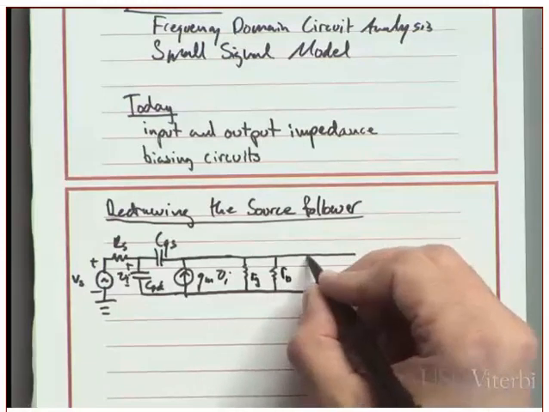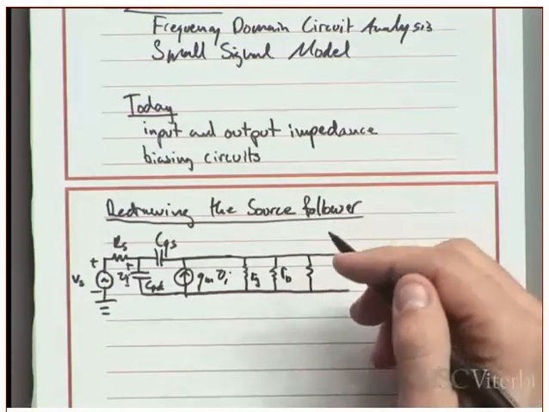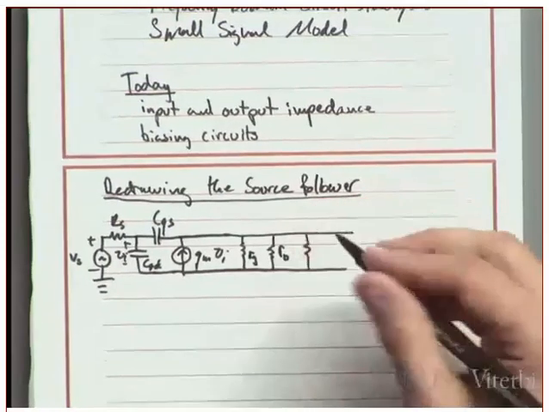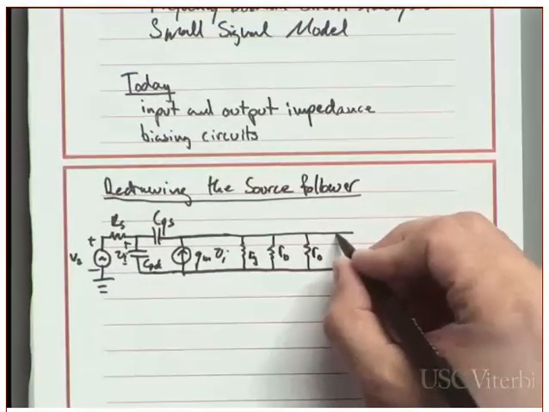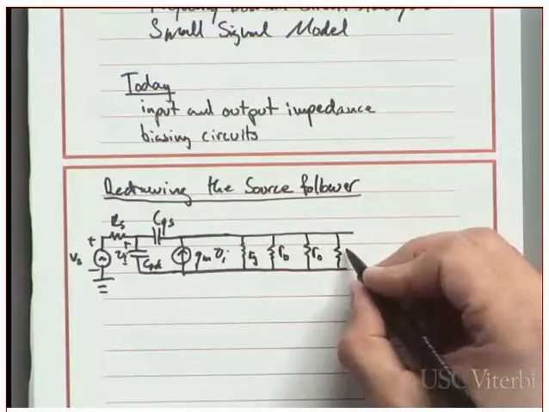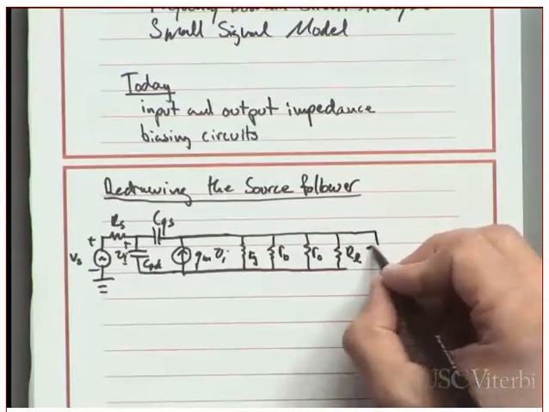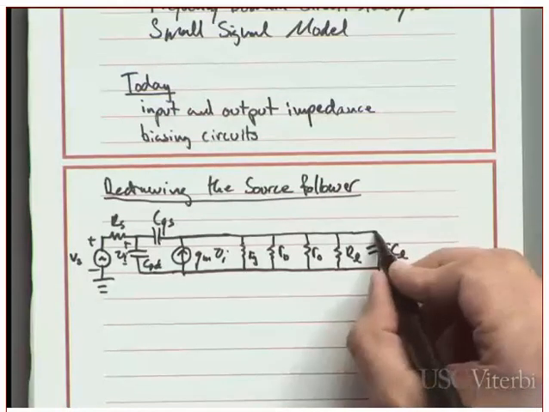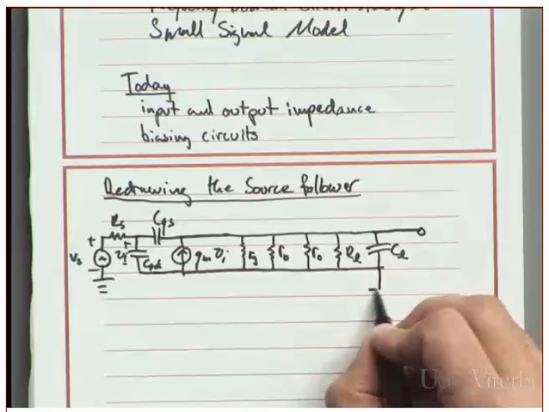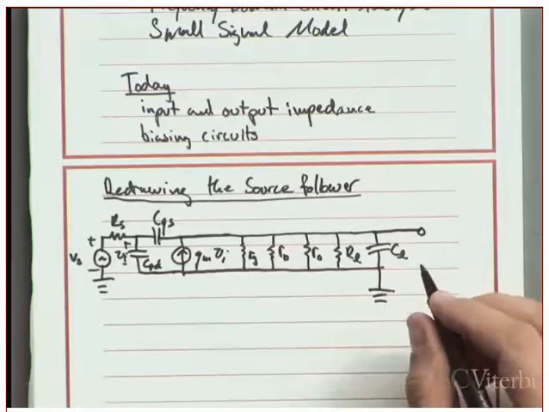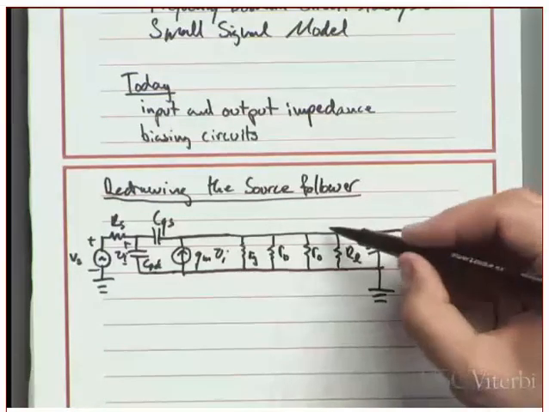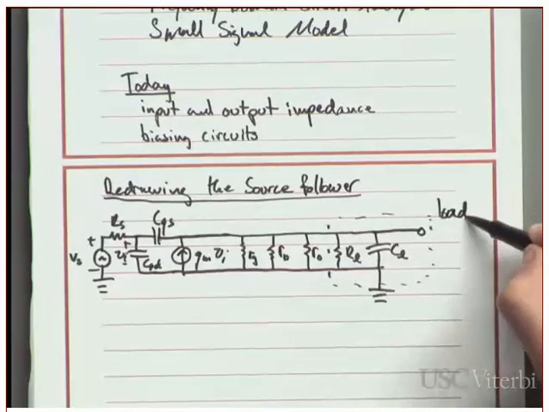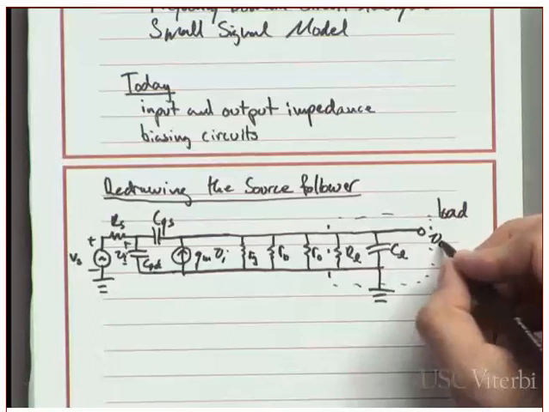This is RB. This is a generator that's based on the bulk biasing. Then we had RO, which is the channel length modulation resistance. And then finally we had a load resistor and a load capacitor. And our output was taken here, and this end was grounded. So this was our original load, and this is our VO point.